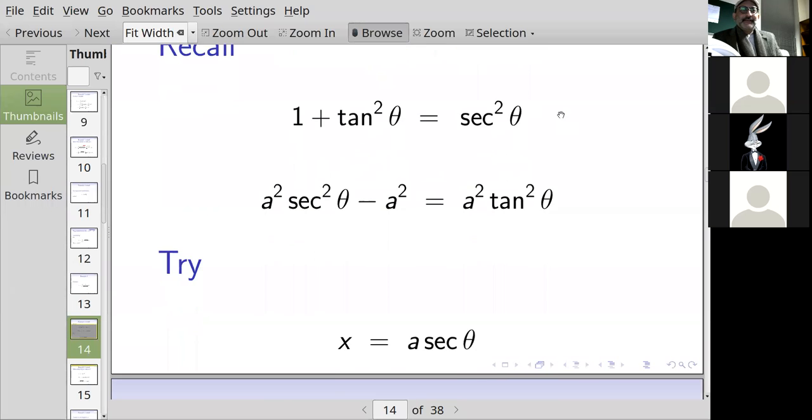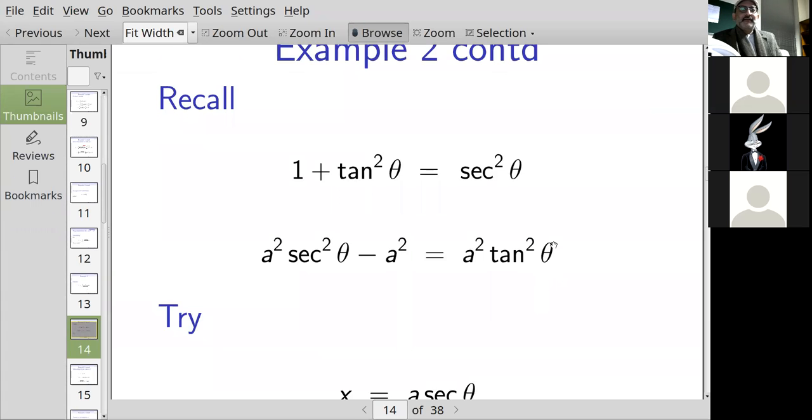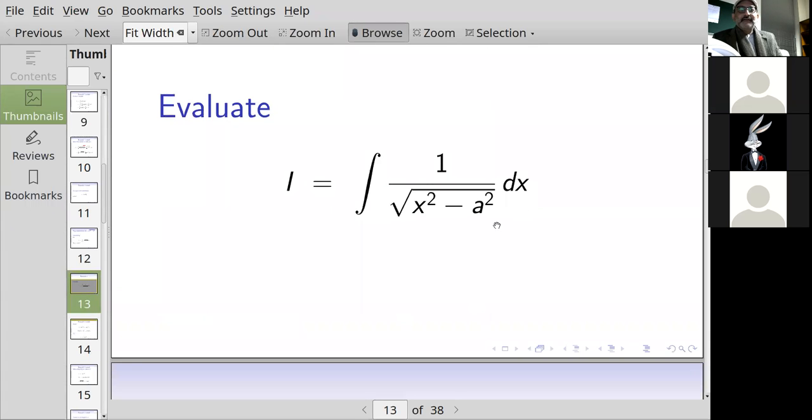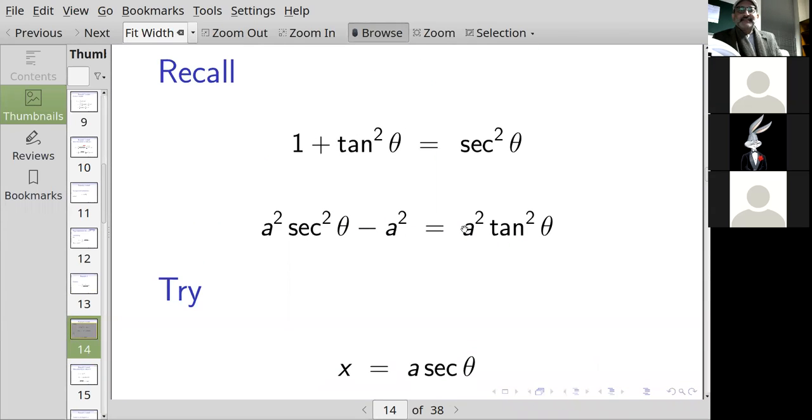That's right. So remember that 1 plus tangent squared theta equals secant squared theta. So then secant squared theta minus 1 is tangent squared theta. So then a squared secant squared theta minus a squared is equal to a squared tangent squared theta. Okay? So then we look back here. That suggests that we let x equal a secant theta.